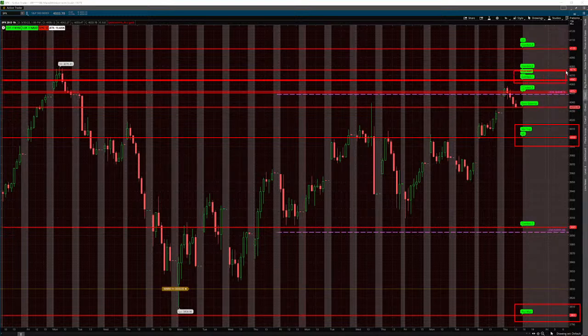And here is the 4065 level, and that's the call wall, the strike with the largest net positive gamma, and that can be expected to act as resistance. All right, let's take a closer look at the SPX now, so we can see the levels that are in play for today.